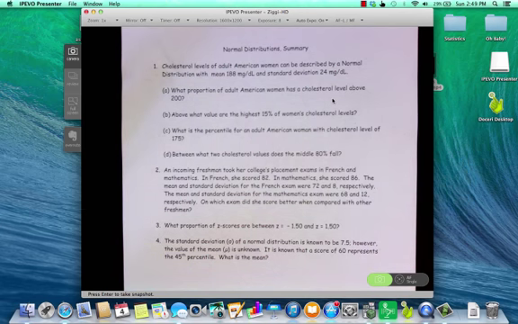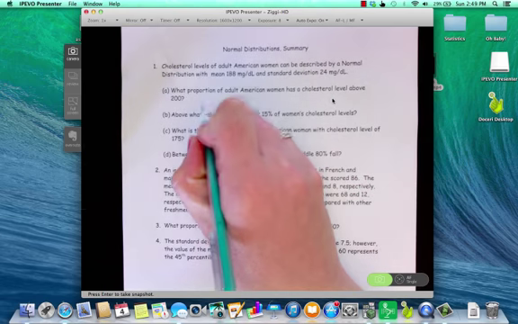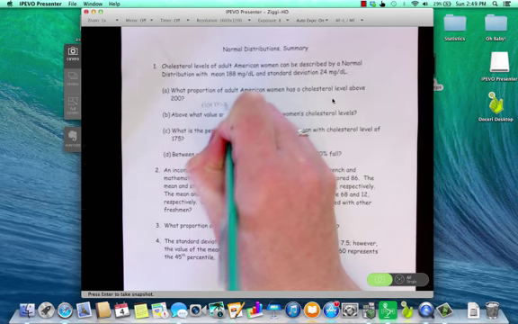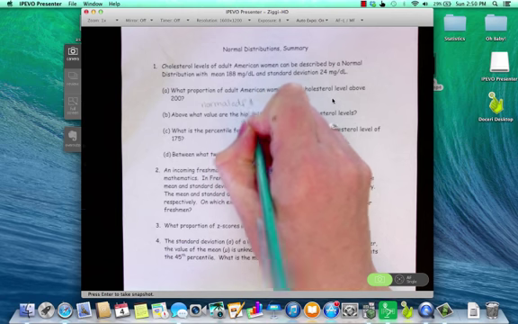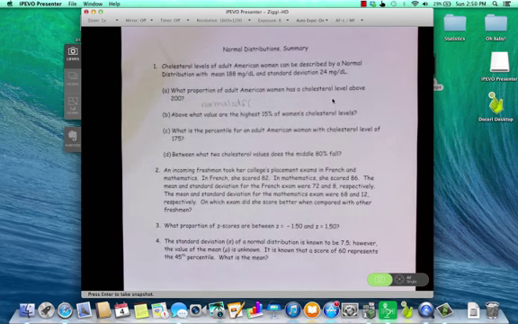So if you look at question number 1, cholesterol levels of adult American women can be described by a normal distribution with a mean of 188 and a standard deviation of 24. For part A, what proportion of adult women has a cholesterol level above 200? This is one that we can do in our calculator, and the function that we're going to use for this is the normal CDF key. Okay, so normal CDF.